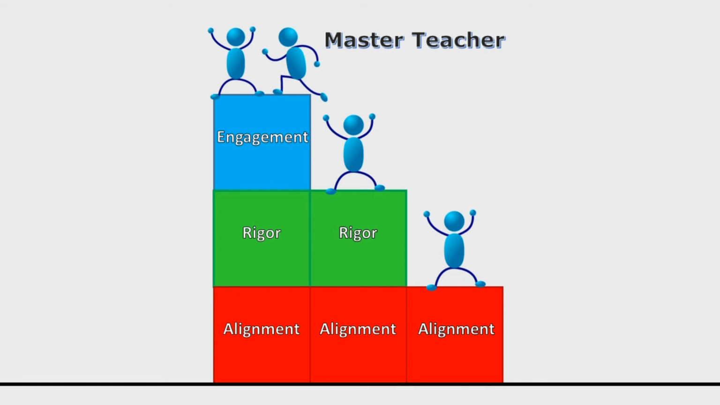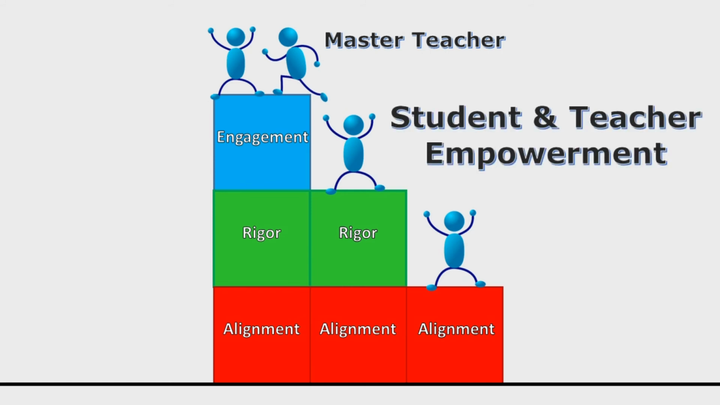And if we build our lessons this way, starting with alignment and building up to engagement, then we will create a culture of student and teacher empowerment, where all of our students have a chance to be successful because we're starting with alignment, and our teachers are able to see a clear staircase, a step-by-step process to get to the top and become master teachers. By using this model of lesson development, where we make alignment our focus instead of engagement, we can really make sure that all of our students have a real chance at being successful.